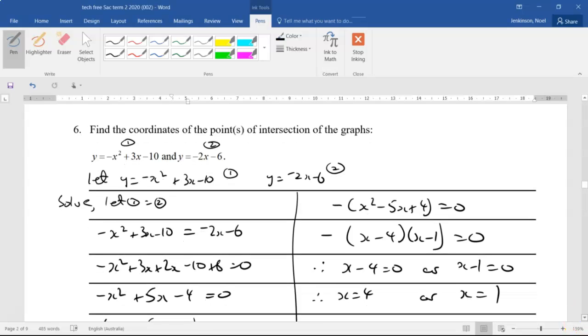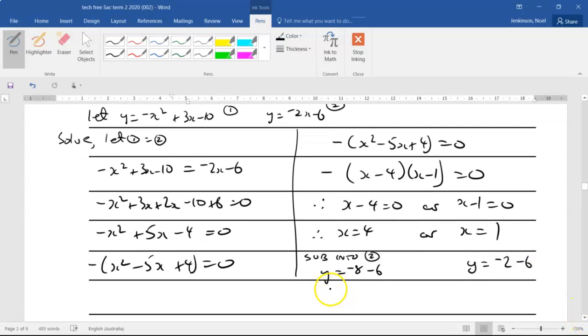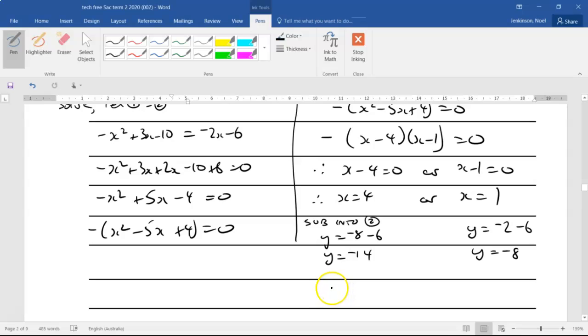Coordinates of the points of intersection, thought so. Got to sub them in. Clearly it's easier to sub them into 2. We get y equals minus 8 minus 6, and on this one we get y equals minus 2 minus 6. y equals minus 14, y equals minus 8. You would then put 4, minus 14 and 1, minus 8 as your answers.